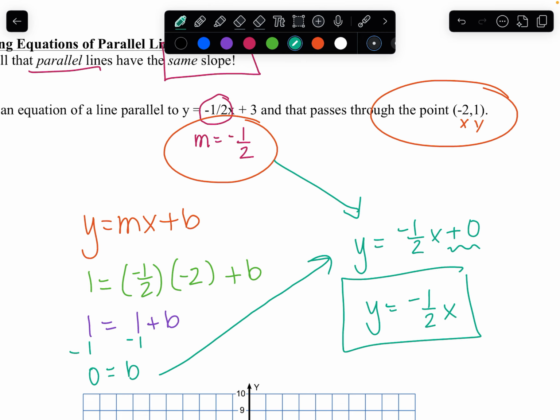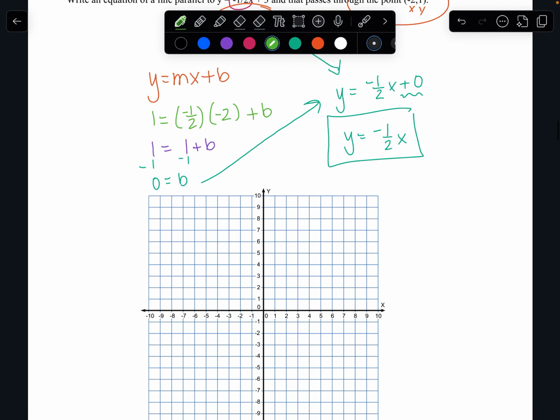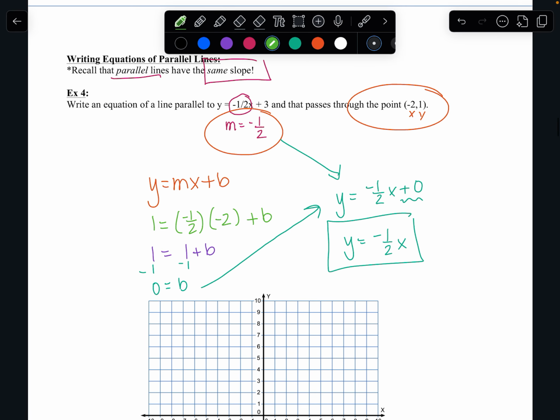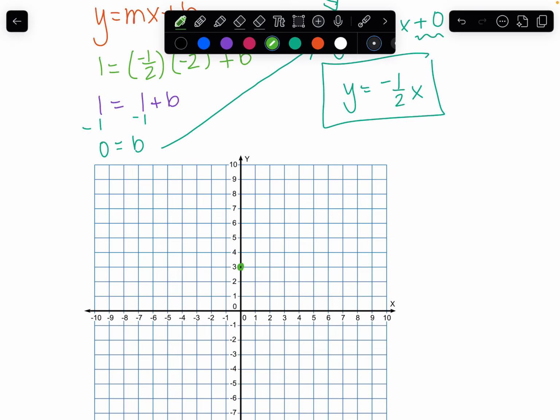So what we're going to do for our last piece is just verify it by graphing both of our lines. So I'm going to graph my original problem because that is my constant. We are given that. So my y-intercept is +3. My slope is down 1, right 2. Down 1, right 2.